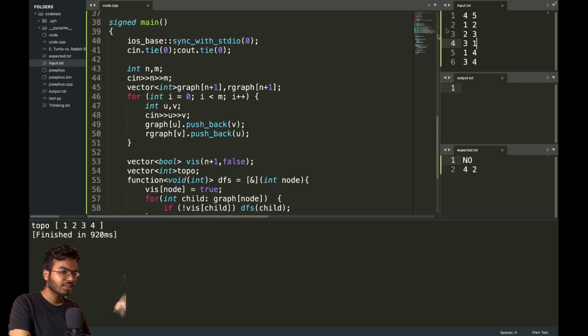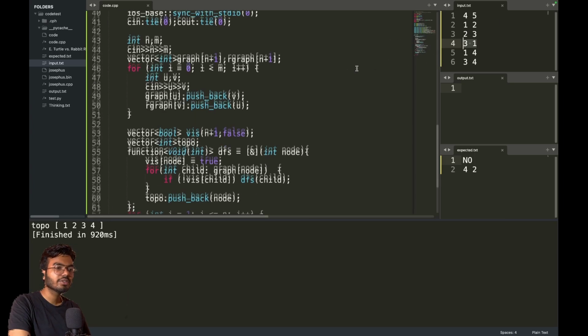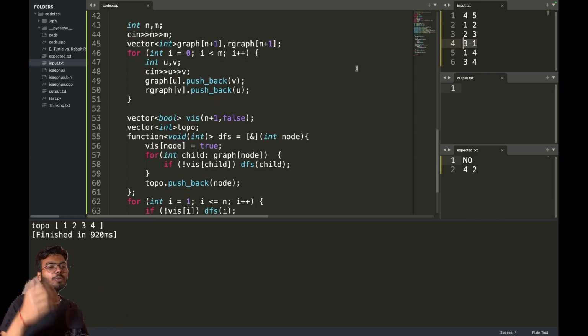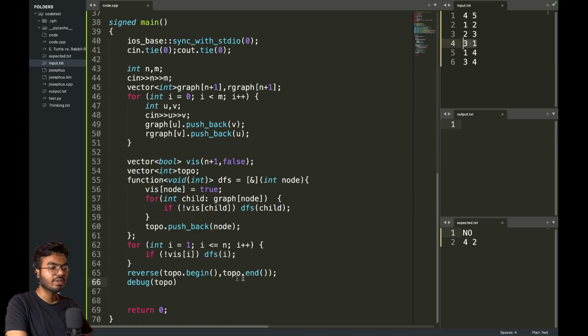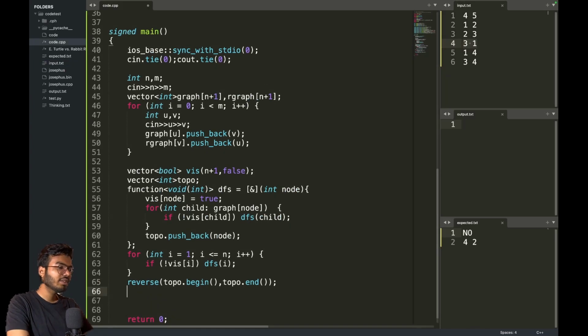Actually this is a package, so it might happen. Obviously the topological sort will not exist for a strongly connected component because it is a cycle. But at least we got a DFS tree. We don't want to find the topological sort, we want to find the DFS tree. They both actually achieve the same purpose, so you can try to find the topological sort also.